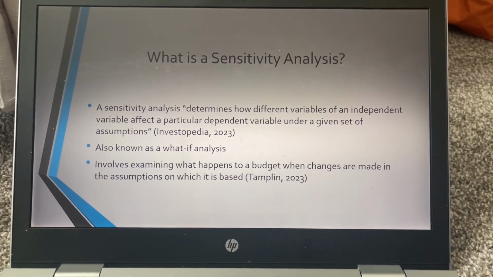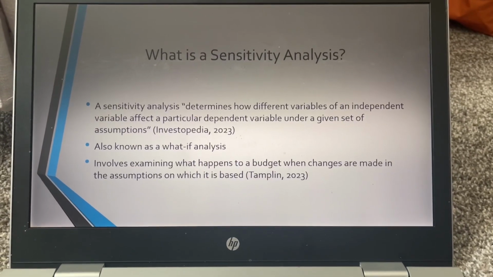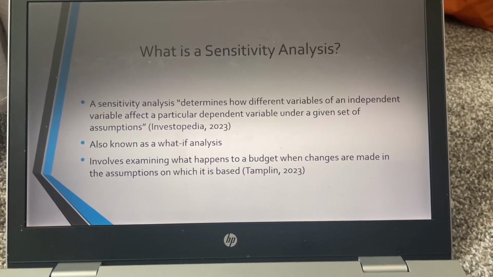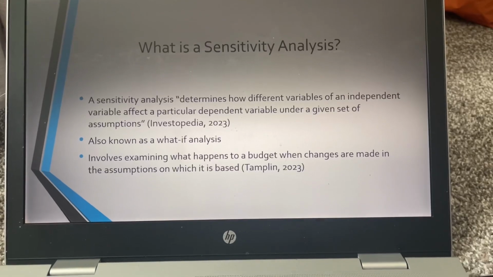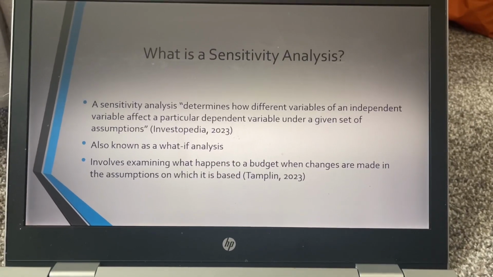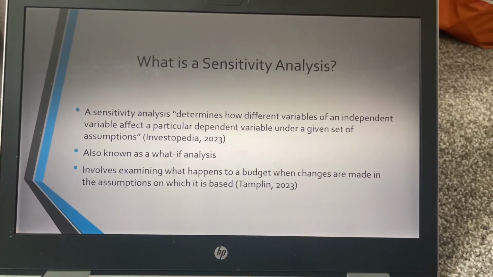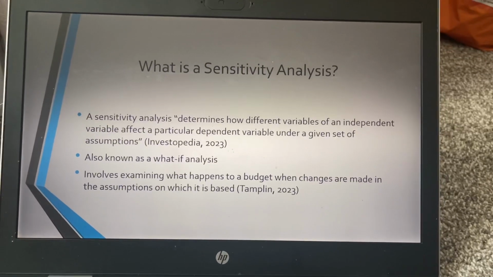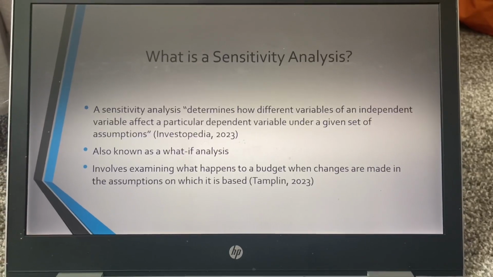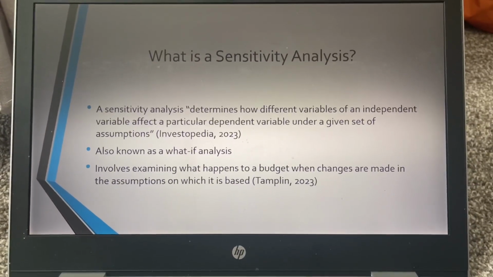So let's start out by discussing what a sensitivity analysis is. A sensitivity analysis determines how different values of an independent variable affect a particular dependent variable under a given set of assumptions. This is also known as a what-if analysis. It's a tool that is commonly used by financial analysts to predict the outcome of a specific action when performed under certain conditions. In terms of capital budgeting, it involves examining what happens to a budget when changes are made in the assumptions on which it is based.